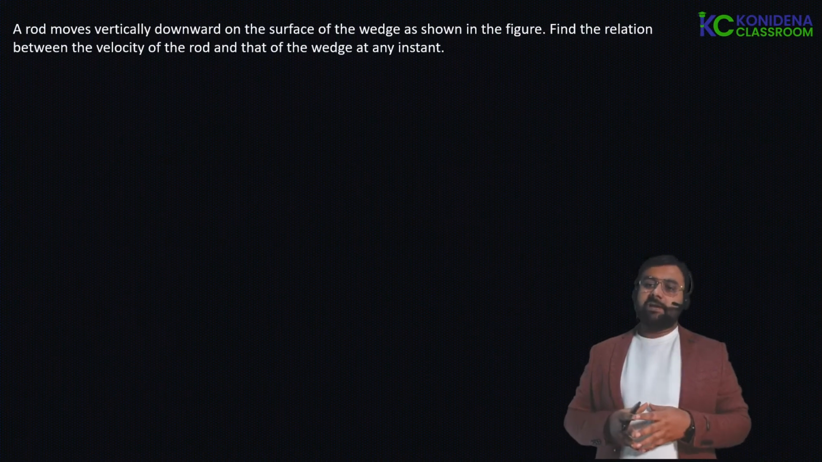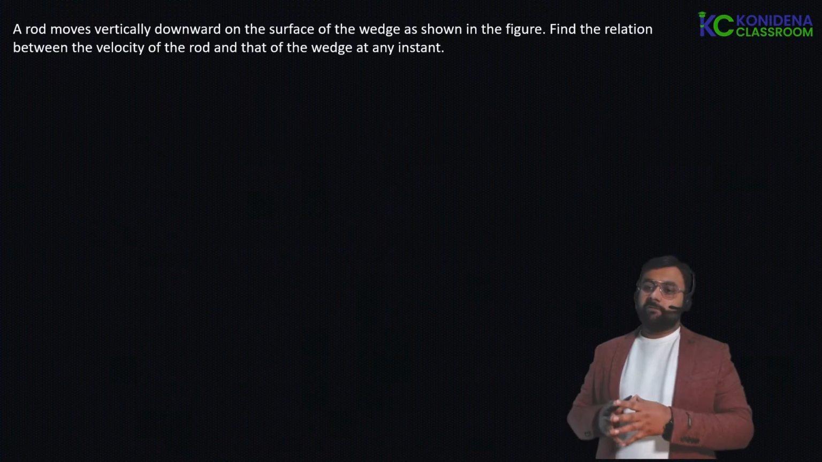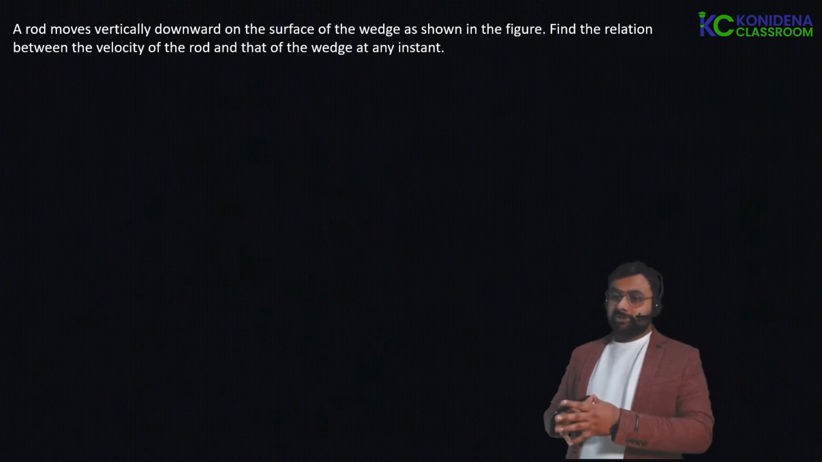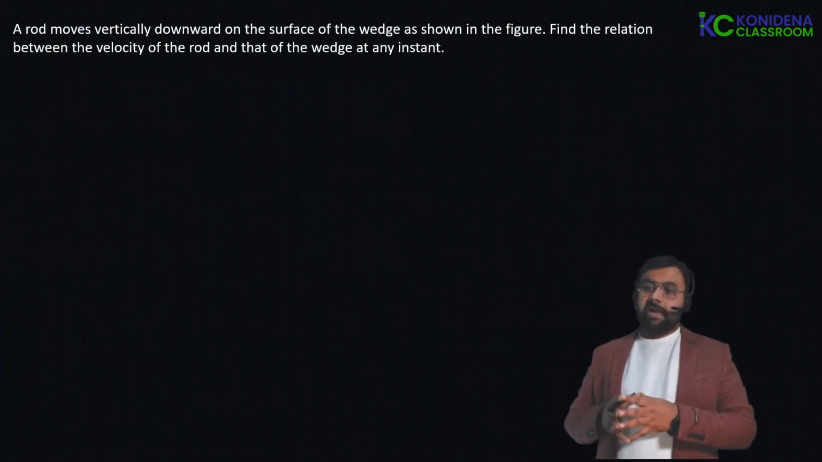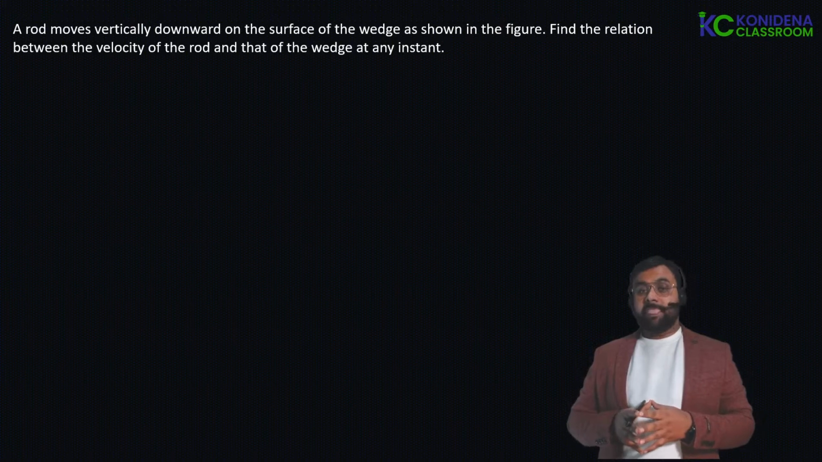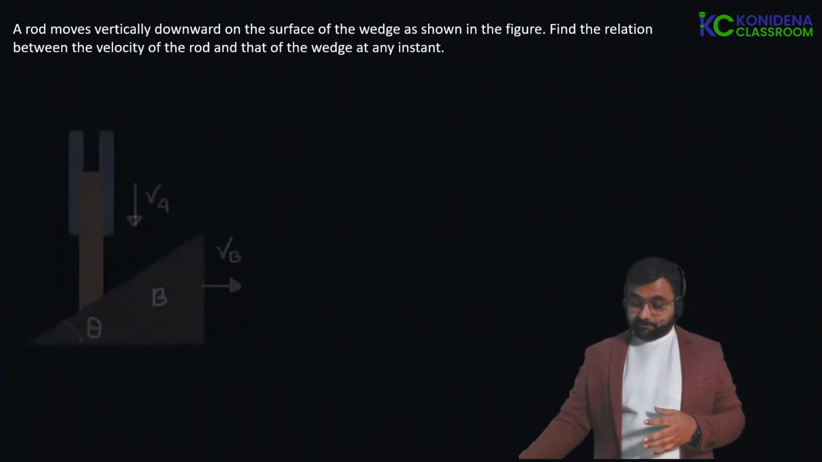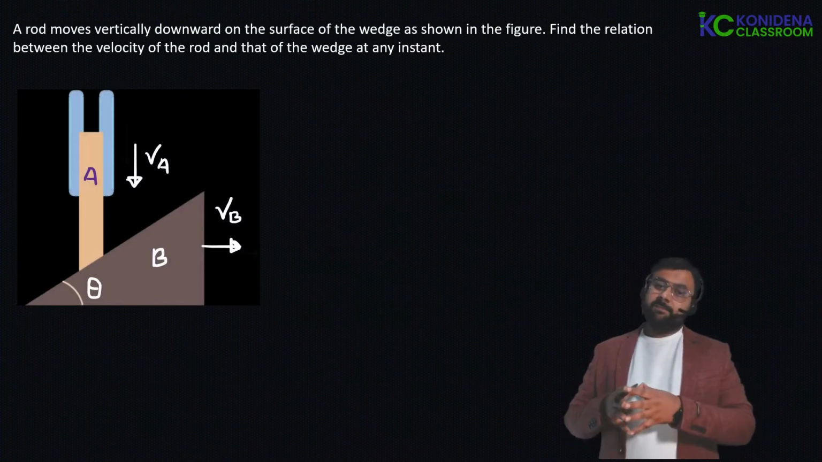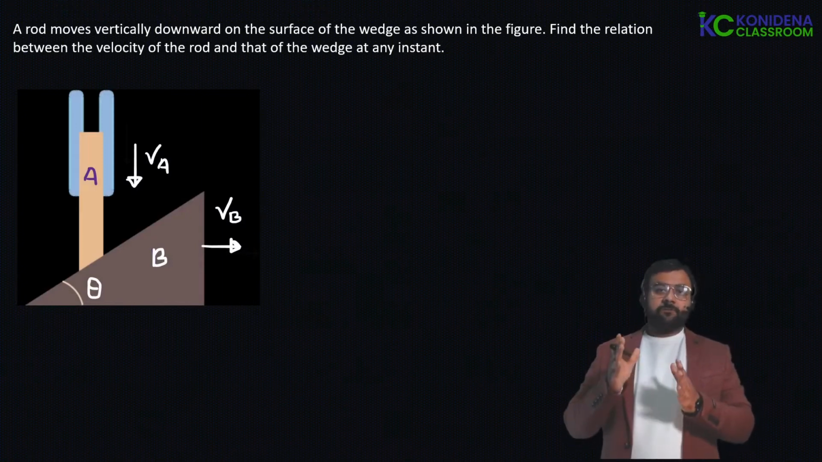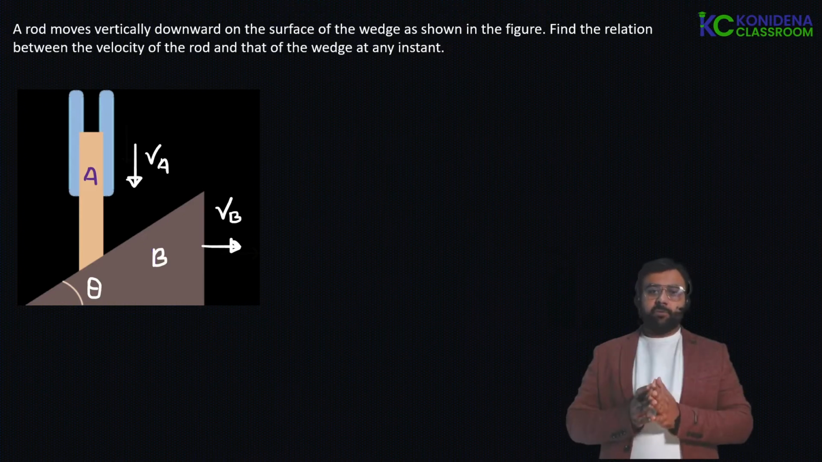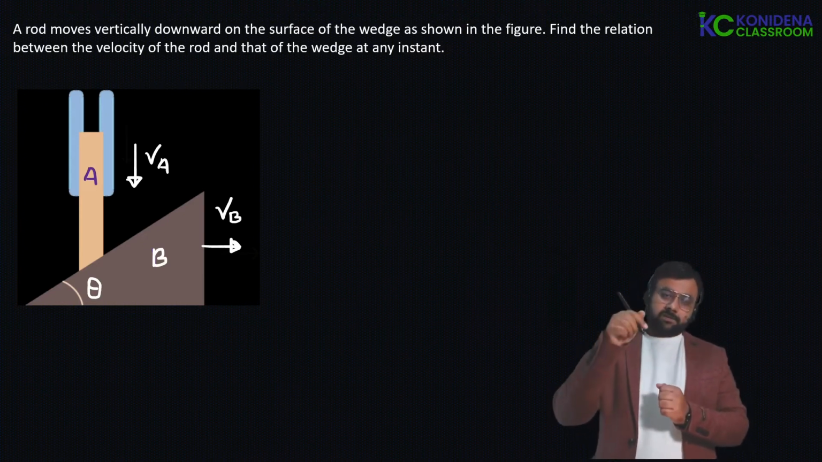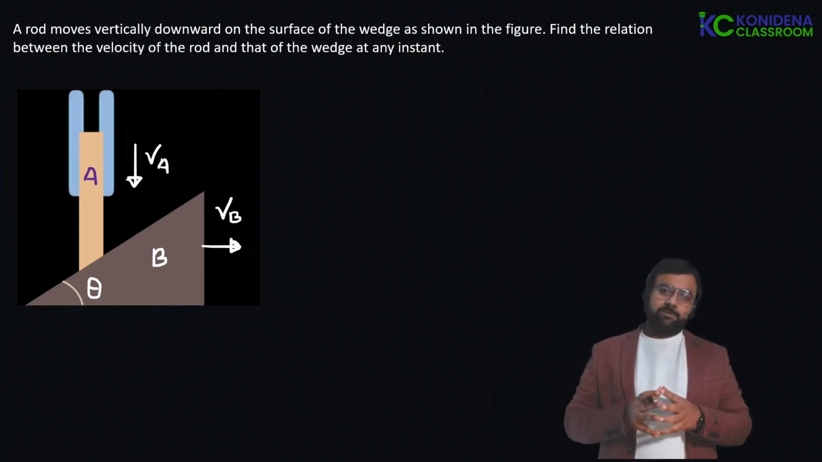The question we have is: a rod moves vertically downward on the surface of the wedge as shown in the figure. Find the relation between the velocity of the rod and that of the wedge at any instant. We have a rod as shown in the figure and we have a wedge. The rod is fixed between two vertical supports. That means the rod cannot move horizontally. The rod can either come down or go up.